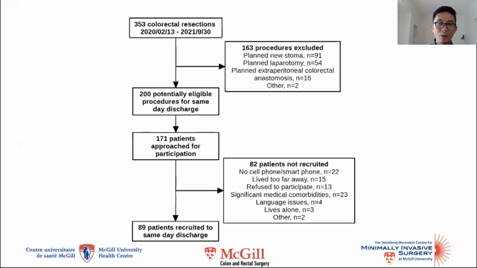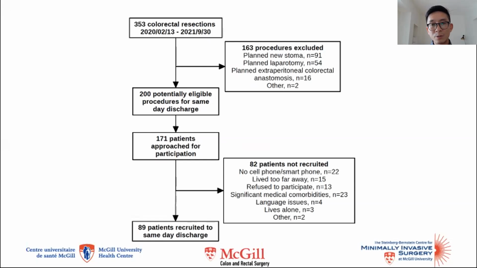Now we updated our data, and this is up until the end of September of this year. We had about 200 potentially eligible procedures, right? I didn't go into too much detail about this, but not everyone is able to get this. People who have a stoma, people who have open surgeries, some of the more complex cases, we can't really send them home on day 0. That's not feasible or realistic.